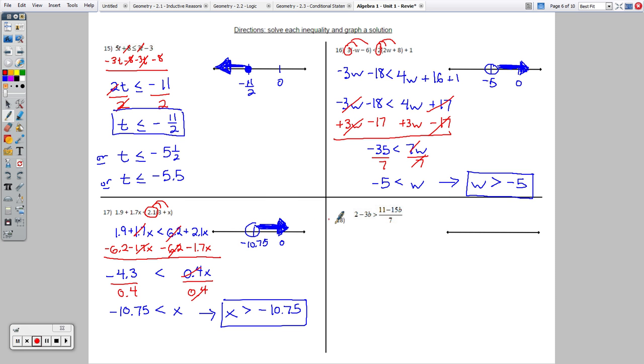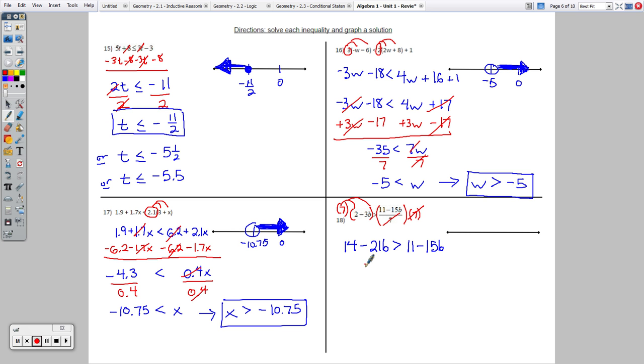Number 18, on this one, looks like we could multiply by 7 first of all to get rid of that divided by 7. If I do that on the right side, I got to do the same thing here on the left side. We're going to have to distribute that 7 through. These 7's will cancel. I'm left with 14 minus 21b is greater than, and all I have left there is 11 minus 15b.